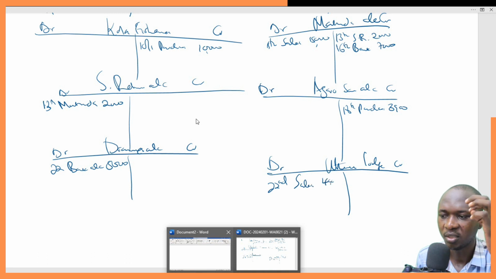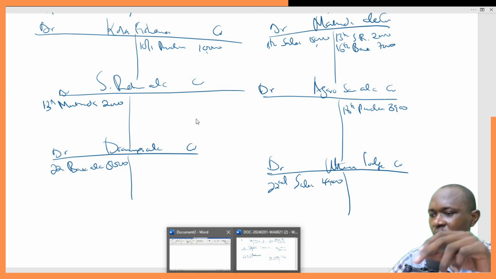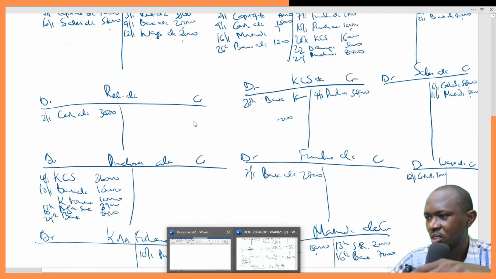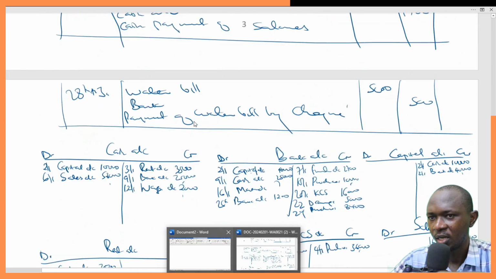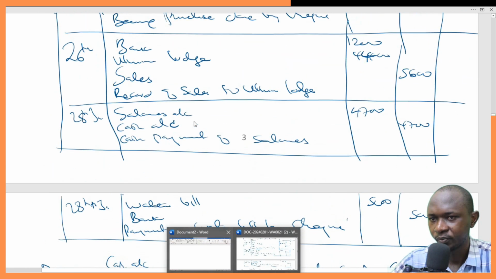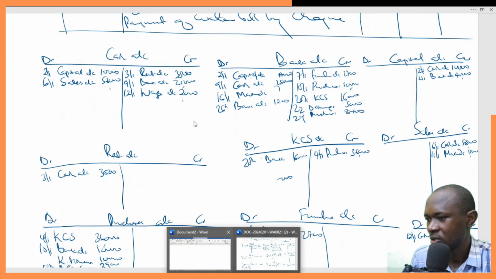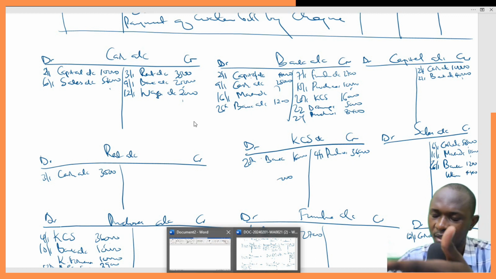So then we go to sales account. This is on 26th. So you can either have the whole of it, or just you can talk of bank 1,200. In the same day we have Uthiru 4,400, which gives rise to the entire amount of 5,600 that is here, that has been captured here. So that's how to go about it.